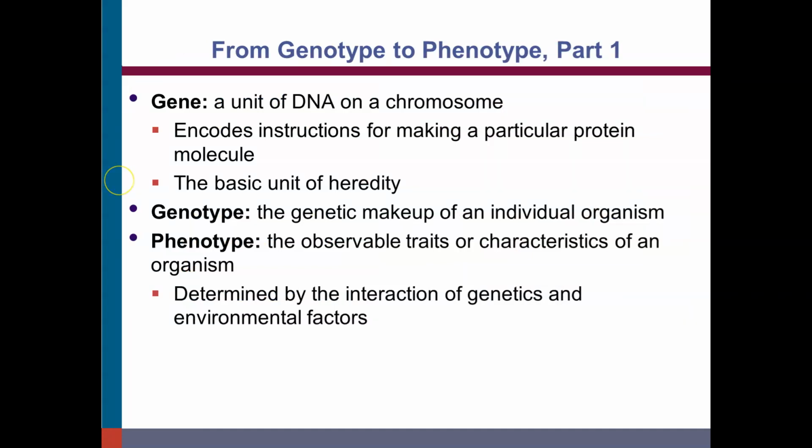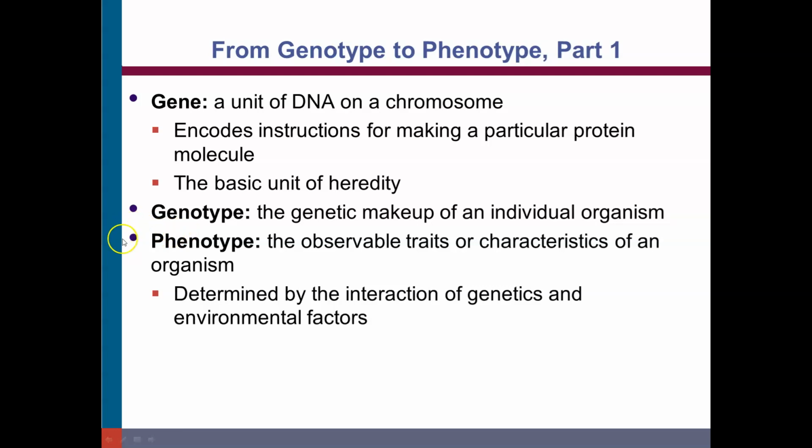So, a couple of definitions here I just want to make you acquainted with. Genes, remember, is a unit of DNA on a chromosome. That's the basic unit of heredity. Then the types of genes that one is composed of, so to speak, that's what's called the genotype, the individual genetic makeup of each individual person or organism.